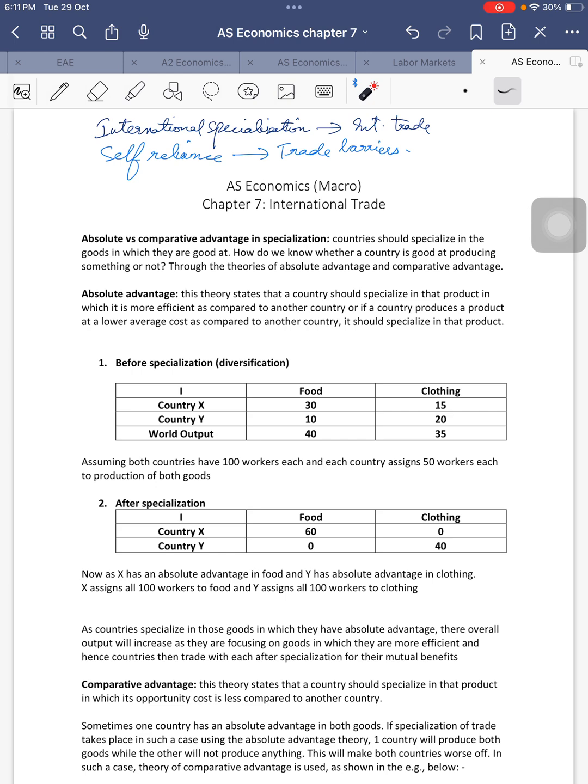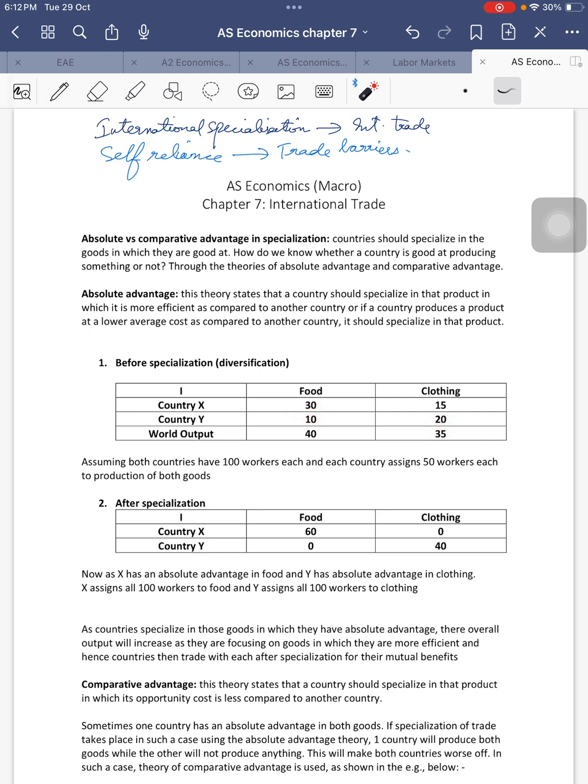Comparative advantage is basically used when the theory of absolute advantage becomes useless, or when the theory of absolute advantage cannot be used. So let's first actually see when can the theory of absolute advantage not be used. The theory of absolute advantage can sometimes fail when we assume that one country has an absolute advantage in the production of both goods. In this example, we assume that country X has an absolute advantage in food while country Y has an absolute advantage in clothing. In this case, the theory of absolute advantage works.